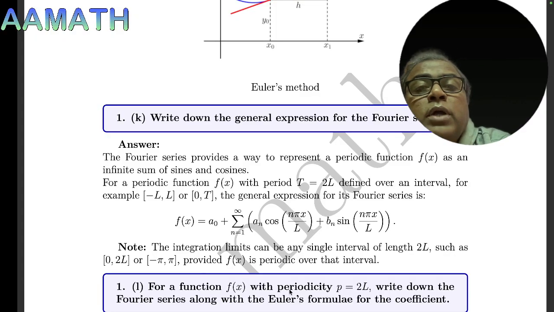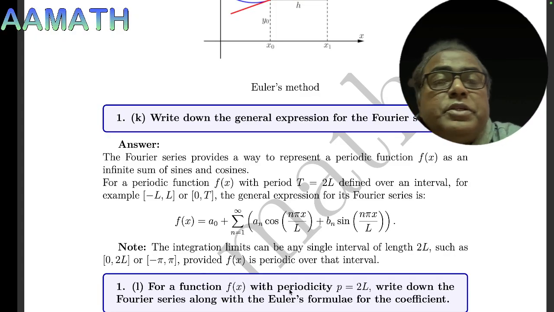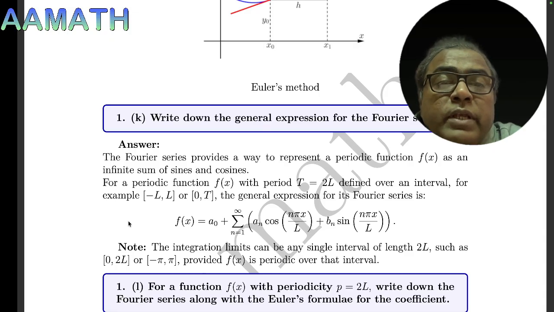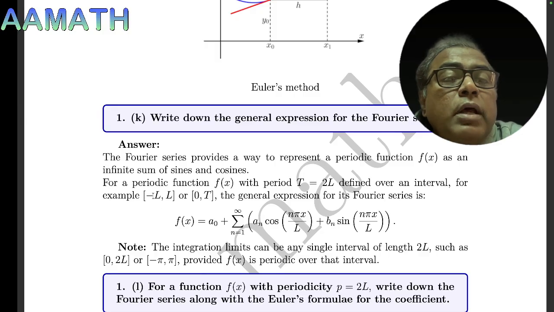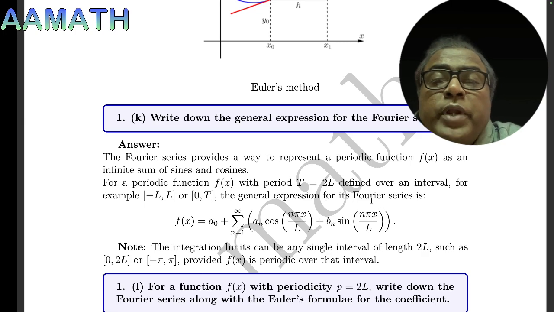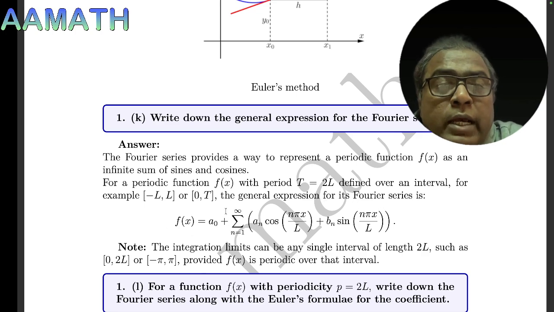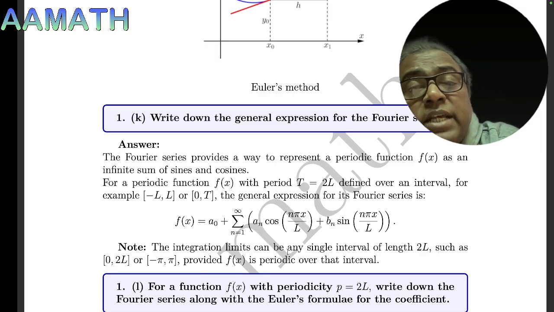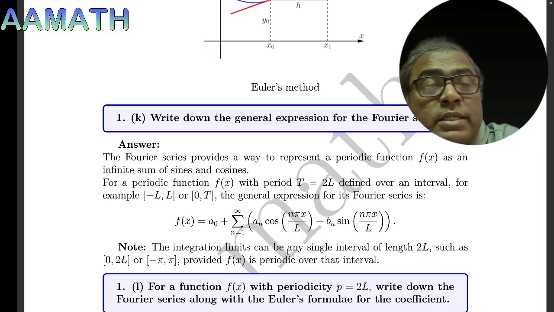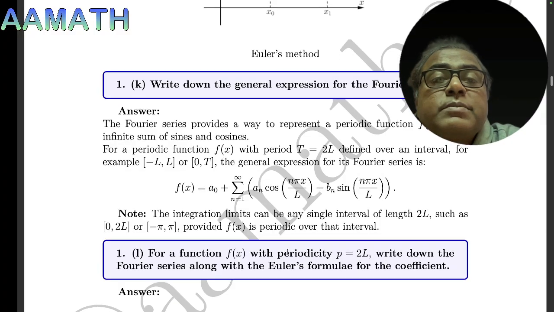Next question: write down the general expression for the Fourier series. The Fourier series of a periodic function f(x) with period T equal to 2L, defined over an interval, for example minus L to L or 0 to 2L, has the general expression f(x) = a0 + summation n equal to 1 to infinity of (an cos(n pi x/L) + bn sin(n pi x/L)). This is the general form. The integration limits can be changed to any single interval of length 2L, such as minus pi to pi, or 0 to 2 pi, and so on, which is the periodic interval.